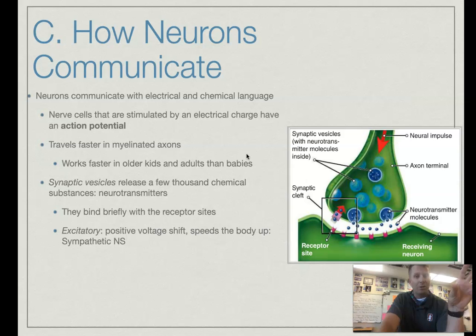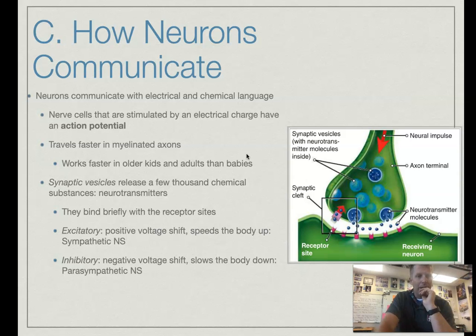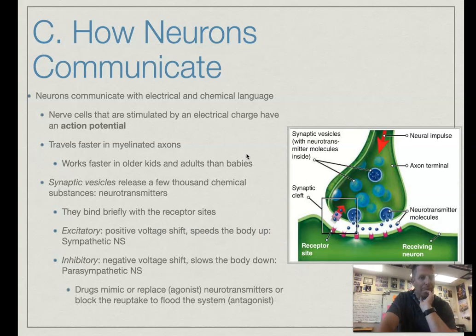They're a positive voltage shift, which speeds the body up. It's the sympathetic nervous system. And we have inhibitory, which is a negative voltage shift, which slows the body down. This is the parasympathetic nervous system, which we talked about in the previous video. Drugs mimic these or replace them, agonist. I told you the sciencey stuff's going to get me.